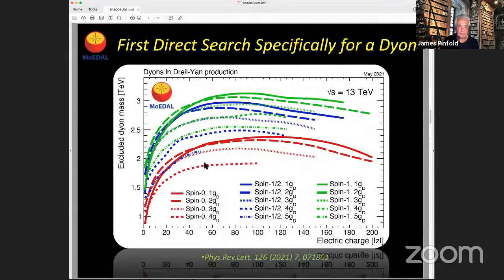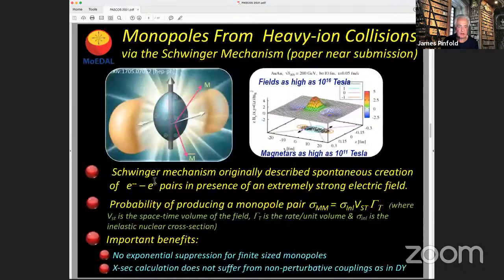The monopole pairs are produced via the Schwinger mechanism. So it's not an interaction product, it's more, I would say, a barrier penetration or tunneling process. And it doesn't have the problem of this non-perturbative sequence that you use to calculate the cross-section.